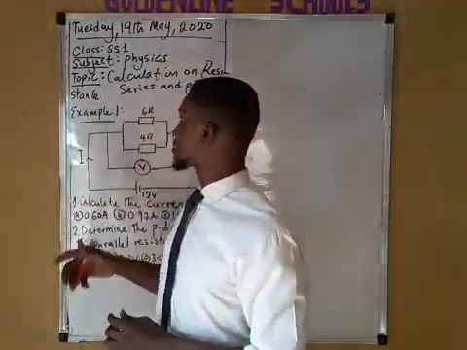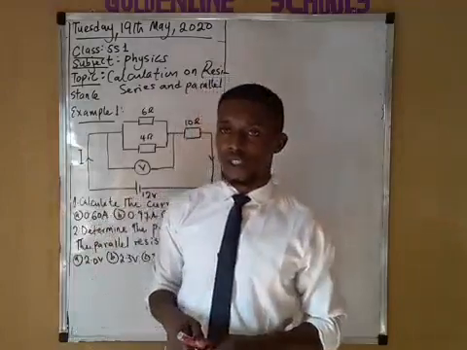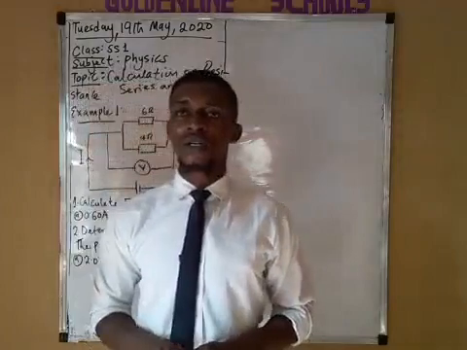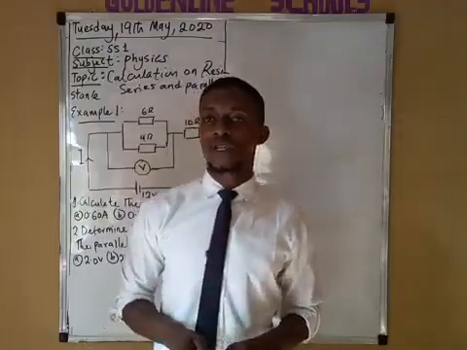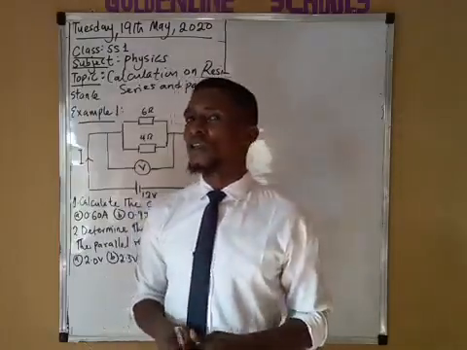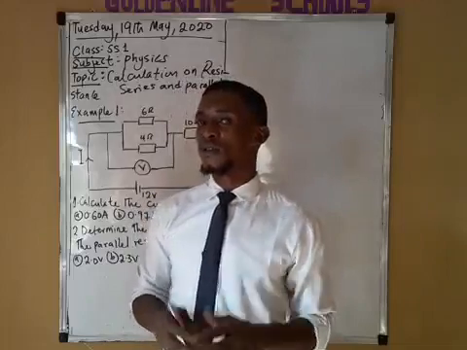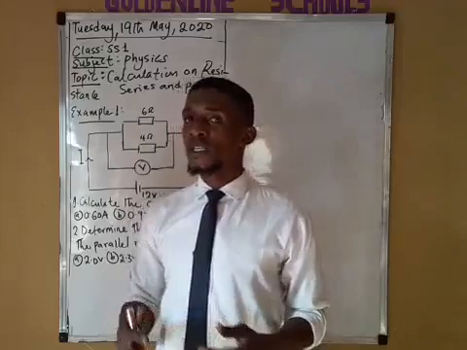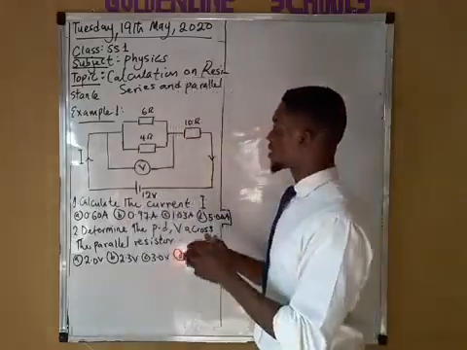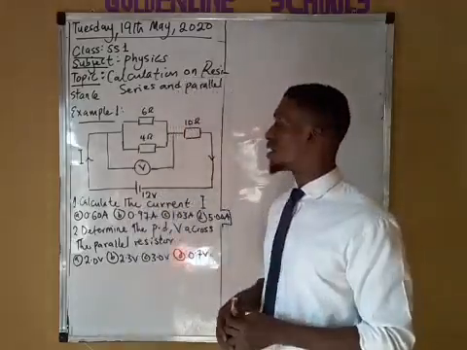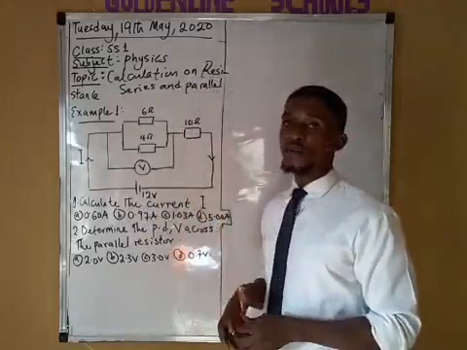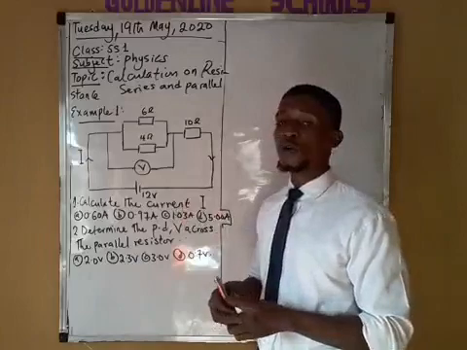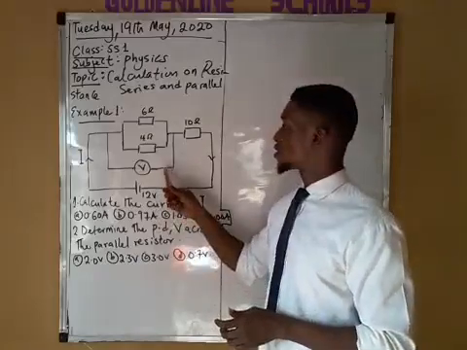Now, we'll be looking at calculation on resistors in series and parallel. Remember, in the last class, we talked about resistors, we talked about arrangement of resistors, and we did some calculations on resistors in series and parallel. Those calculations were simple calculations. Now, we are going to be looking at resistors that have a combination of series and parallel arrangement, just like you have on the board. And then we're looking at the potential difference or the voltage across each resistor.